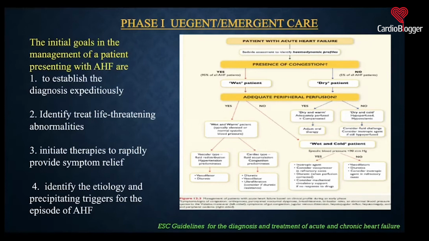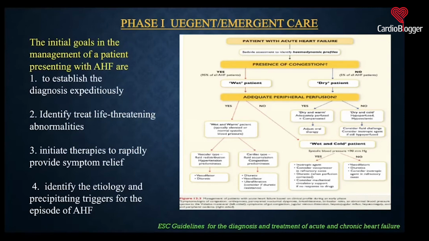Next, suppose you have a wet and cold patient. This is the group which I told you is very difficult to manage, and your systolic BP is less than 90 mmHg. In all these cases, you need an inotropic agent, and under the cover of dopamine, dobutamine or levosimendan you should use it. If your blood pressure is not less than 90 mmHg, then you can very well use the vasodilators and the diuretics in such cases.